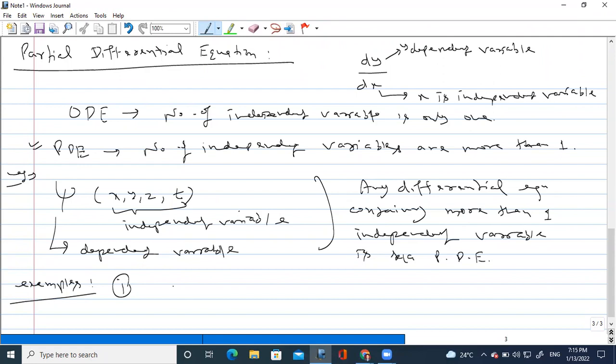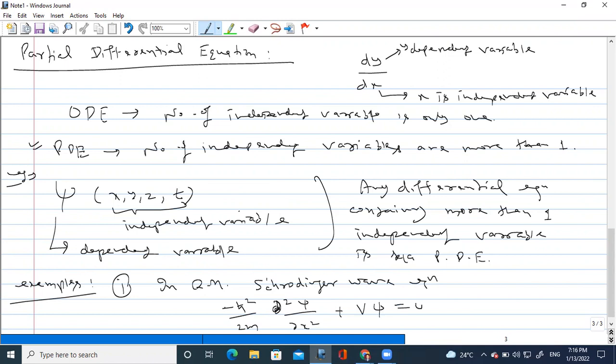Number one, in quantum mechanics, Schrodinger wave equation. What is that? Can anybody tell? Minus h cross square by 2m del square psi by del x square plus V psi equal to i h cross del psi by del t.